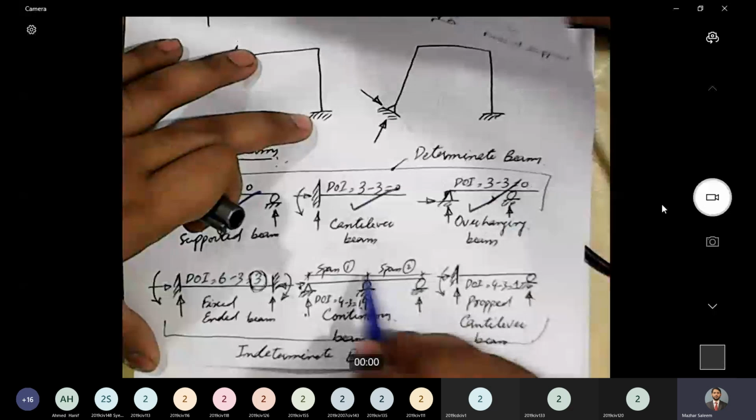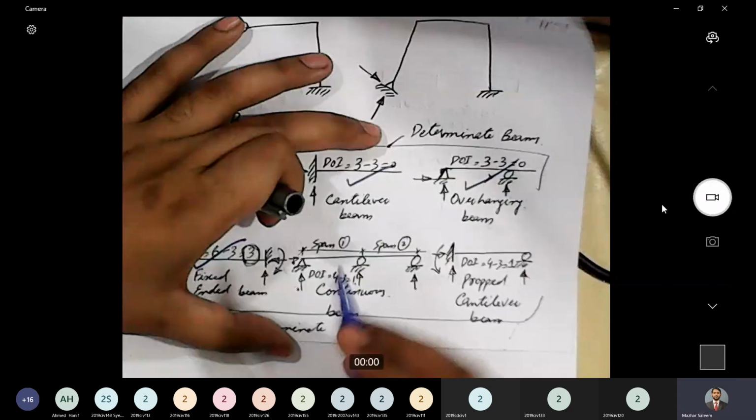1, 2, 3, 4, 5, 6, 6 reactions, and all of them are not parallel to each other. Stable. Both the conditions are satisfied. This is a stable beam.